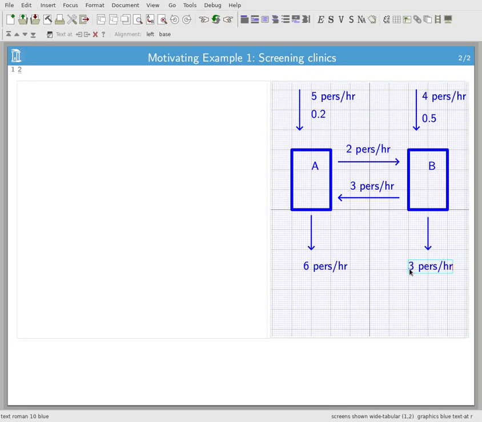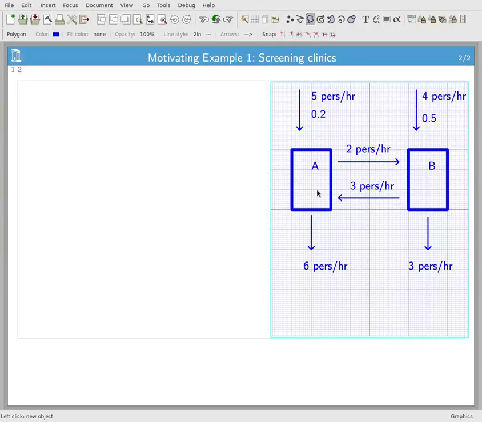Note that the values have been chosen such that the overall inflow and outflow is the same. There is 5 plus 4, 9 persons per hour coming in, 6 plus 3 persons per hour coming out, again 9. This will be changed in further models, but we call this basically a steady state model.